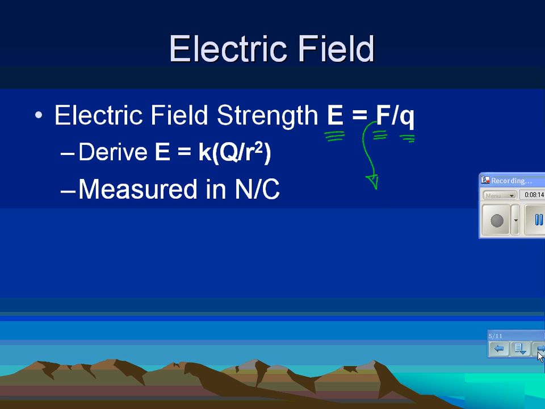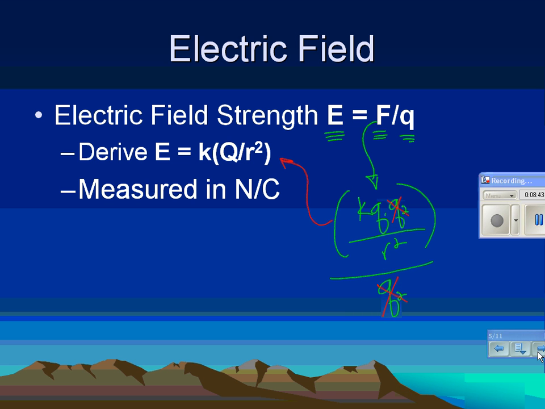Coulomb's law. kQ1Q2 over r squared, or d squared. r and d can kind of be interchangeable. Notice that electric field strength is defined as the force divided by the charge that's feeling that force. And in this case, one of the Q's cancels out, and I get left with this equation right there.